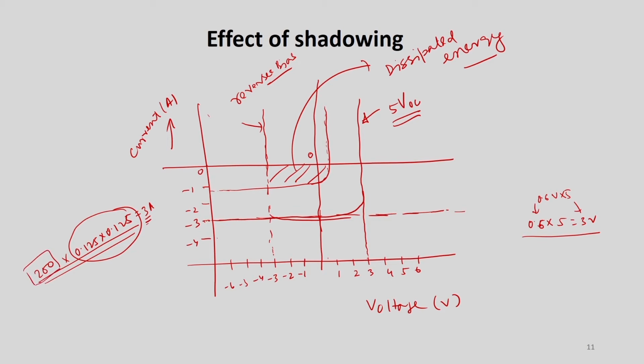So close to 3 ampere. So we can have this plot, and for the shadowed cell we already know the voltage is 0.5, then the amount of current generation is very less. So it's close to here.